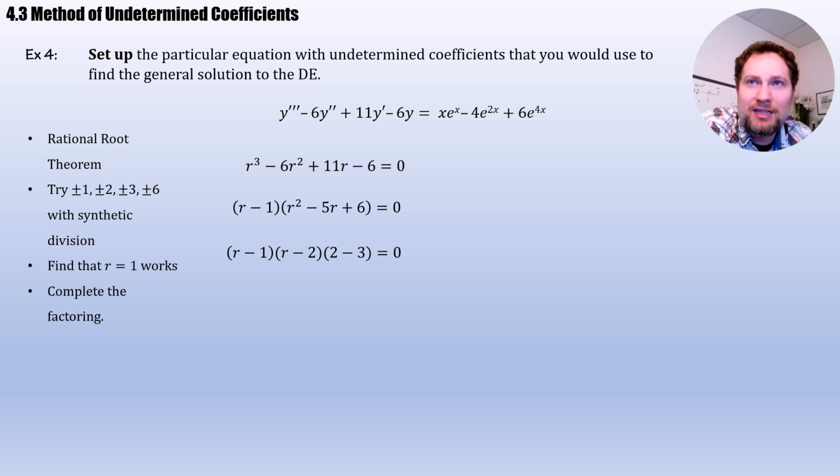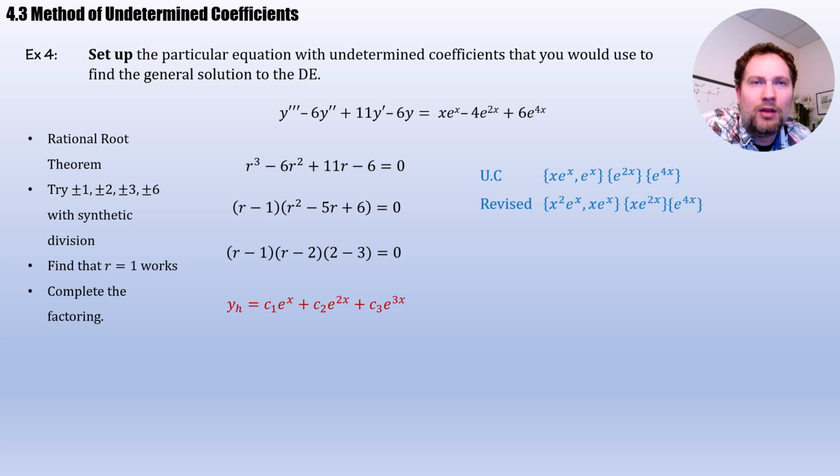So I'm skating through these details again. Pause the video, kind of work out the rest of these details on your own if you like. We have the roots 1, 2, and 3, and so those become like our exponents for the homogeneous solution. So, pretty straightforward homogeneous solution for us there.